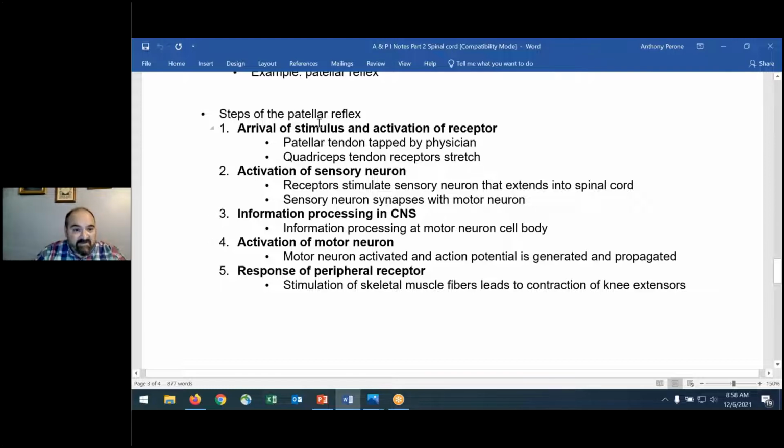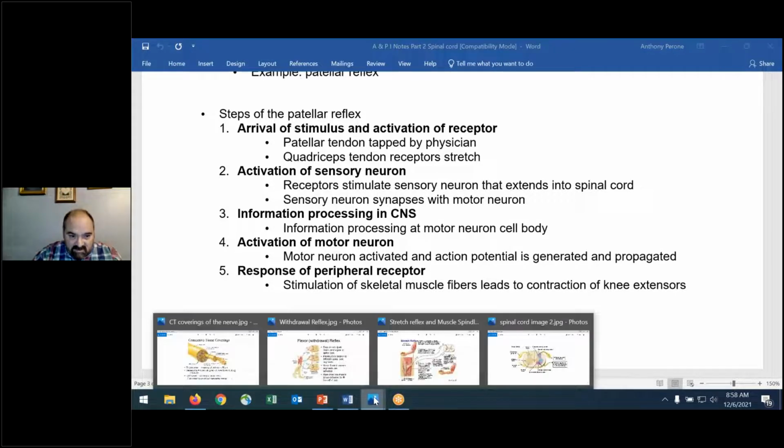So there's an activation for the patellar reflex. Again, that stimulus activates the receptor, then sends information via the sensory neuron to the dorsal region of the cord. There's processing taking place, and activation of the motor neuron via the ventral horn and ventral root, and then that motor output goes to the skeletal muscles, the effector, leading to contraction of those knee extensors of the quadriceps that we just mentioned earlier, okay?